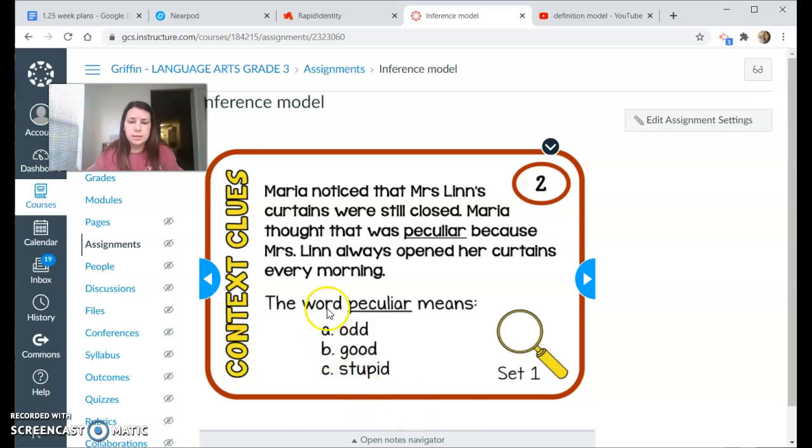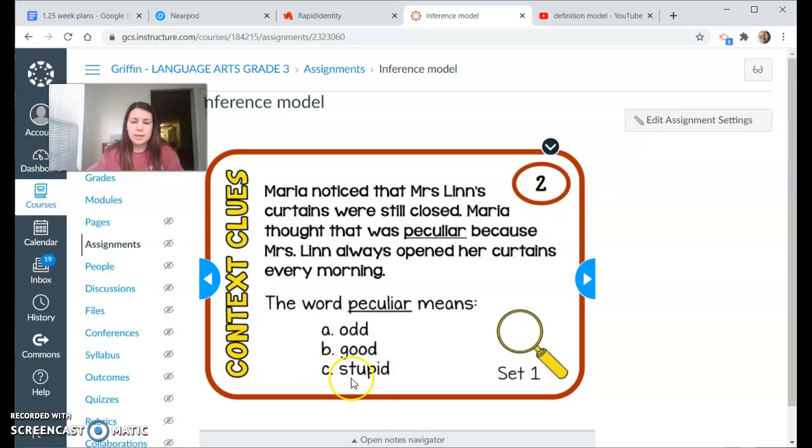So let's look at our options. Odd, peculiar could mean odd. Does it make sense to say Maria thought that was odd because Mrs. Lynn always opened her curtains every morning? Well, that would make sense that it was odd or different because Maria said that they were closed, but normally they're always open. So that would be odd. Let's look at the next option though. Does peculiar mean good? Would it make sense to say, Maria thought that was good because Mrs. Lynn always opened her curtains every morning? That wouldn't make sense. Maria saw Mrs. Lynn's curtains closed, even though Mrs. Lynn usually always opens them. So B doesn't make sense.